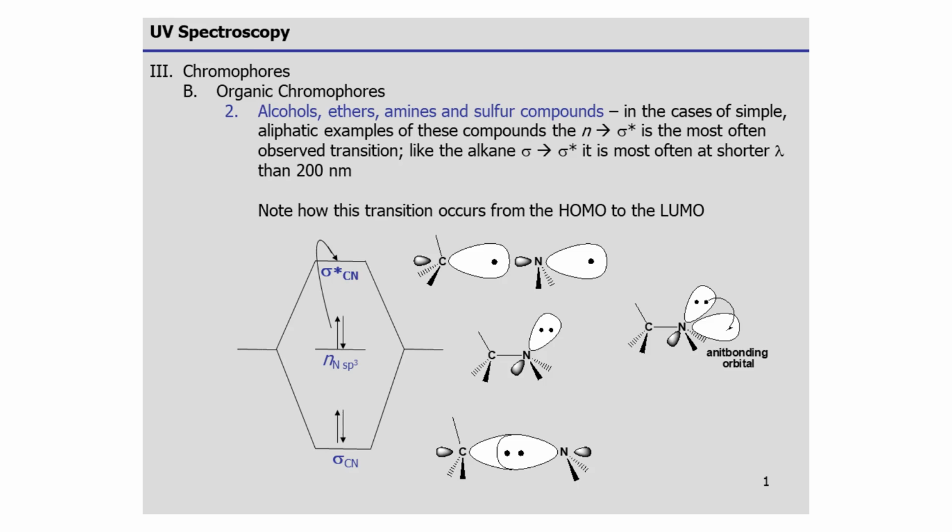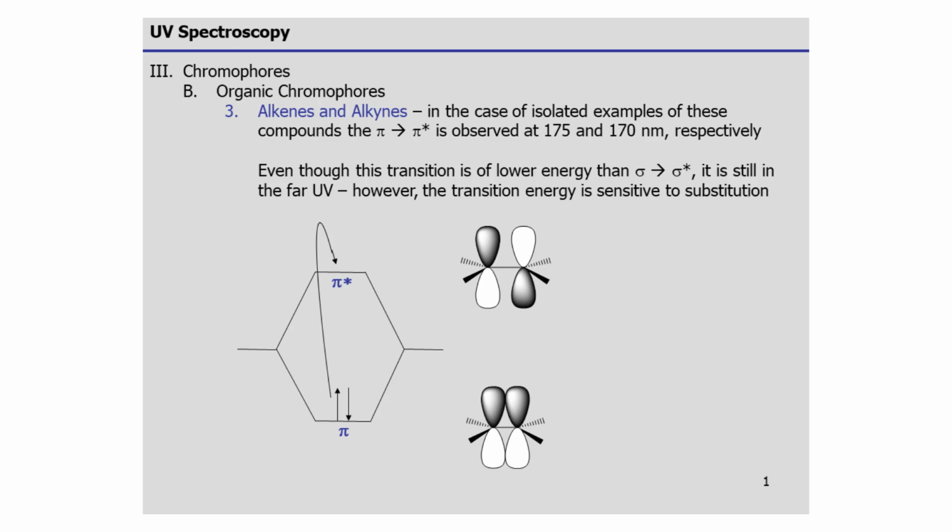Alcohols, ethers, amines, and sulfur compounds exhibit n to sigma star transitions, often at shorter wavelengths. This transition occurs from the highest occupied molecular orbital to the lowest unoccupied molecular orbital. Alkenes and alkynes exhibit pi to pi star transitions at 175 and 170 nanometers, respectively. These transitions are lower in energy than sigma to sigma star transitions but are still in the far UV.